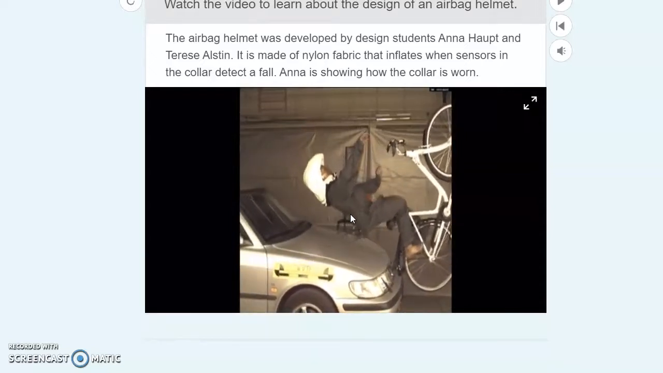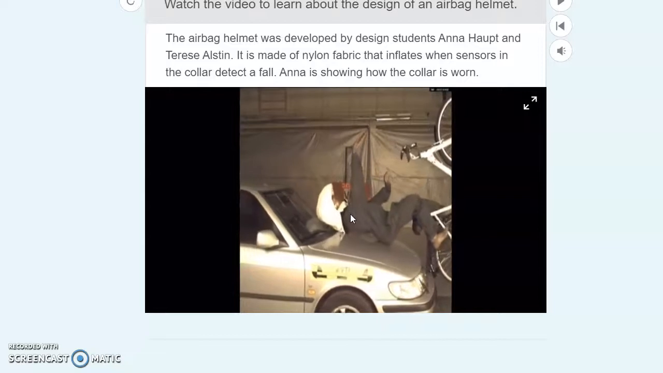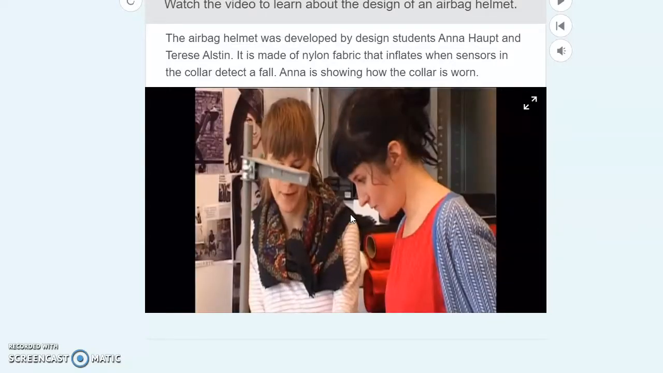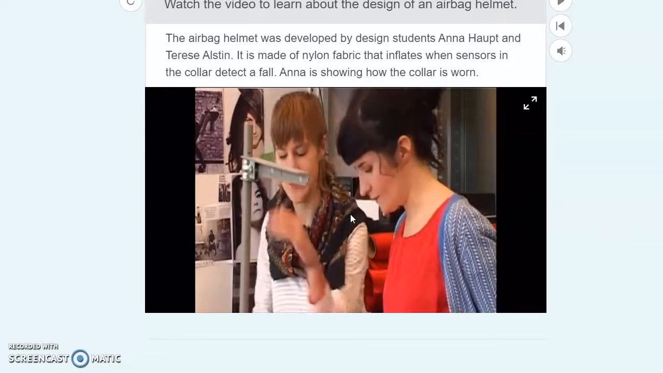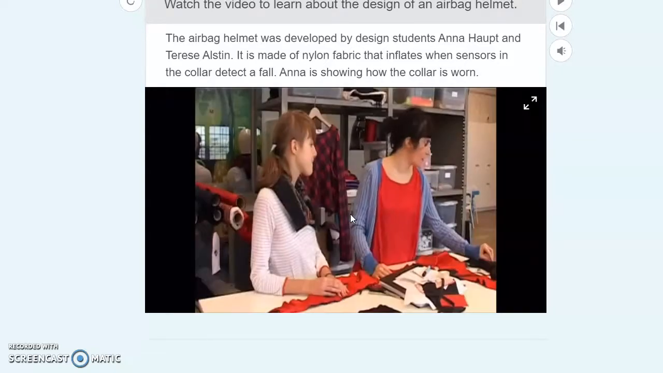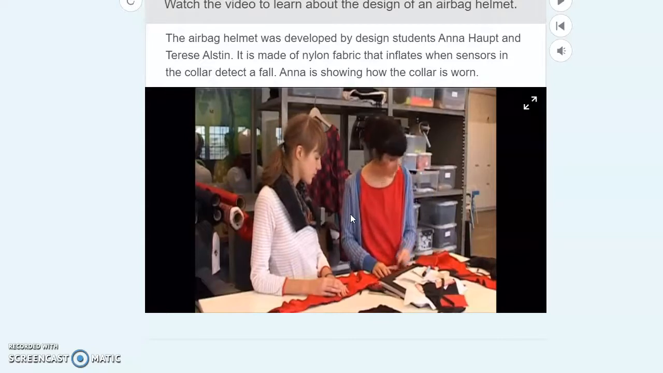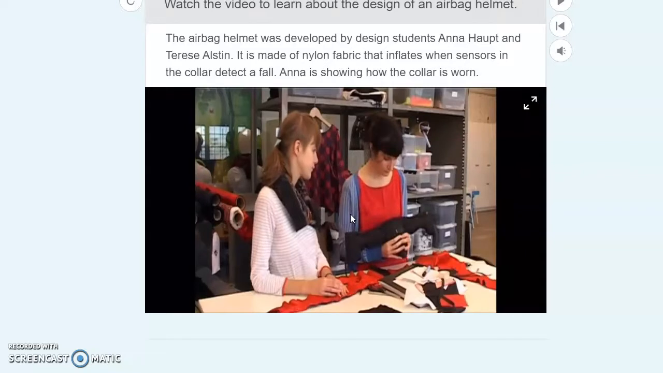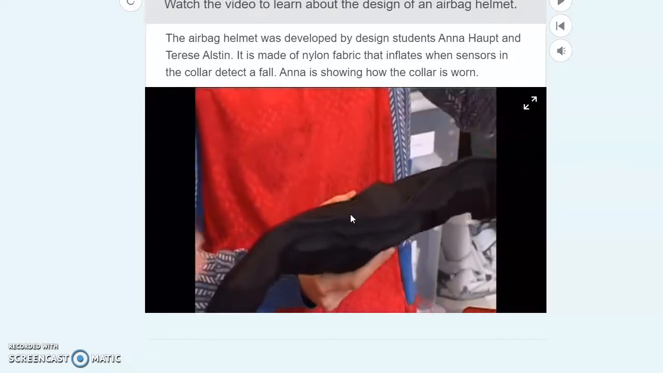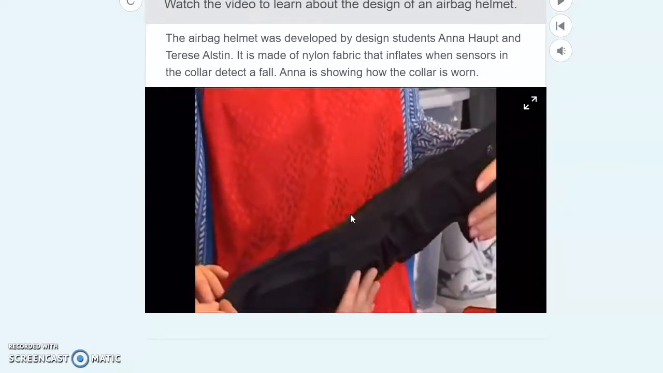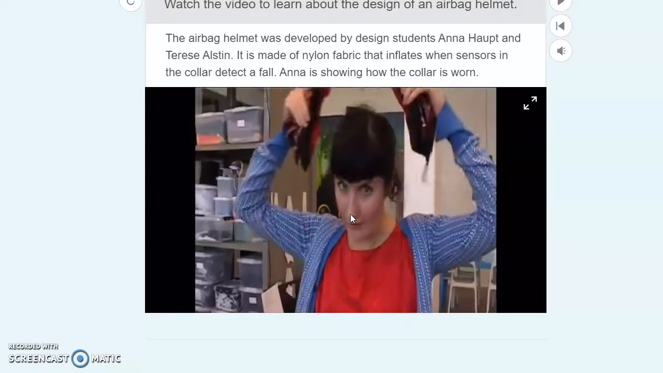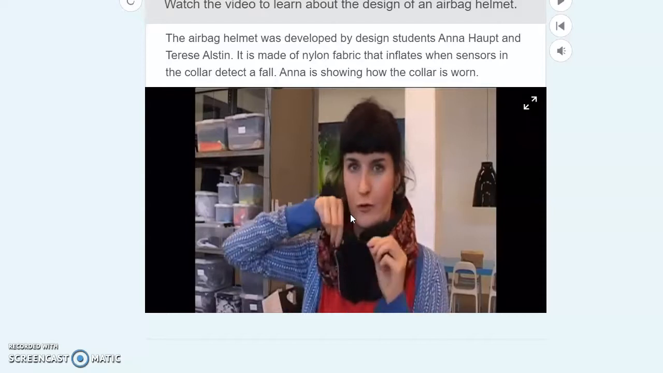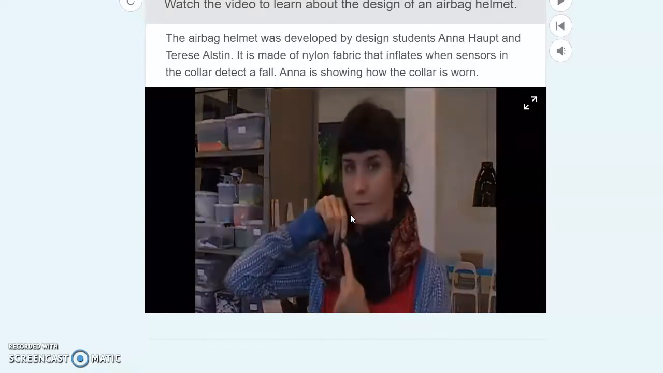It will monitor the cyclist's movements and will inflate. The collar is made of several different components. It contains fabric and electronic parts. The monitor and the helmet are stored within a fabric collar that is worn around the neck like a scarf. The collar is secured in place with a zip and buttons. A collar cover allows the wearer to change its color. The airbag helmet can be deployed only once and needs to be replaced after it inflates.